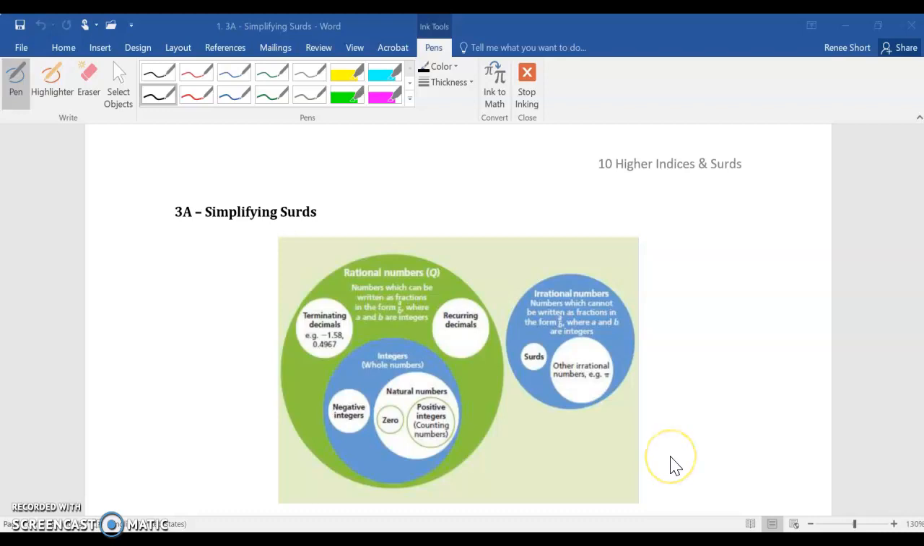Hi everyone, in this video we're going to go through 3A, which is on simplifying surds.